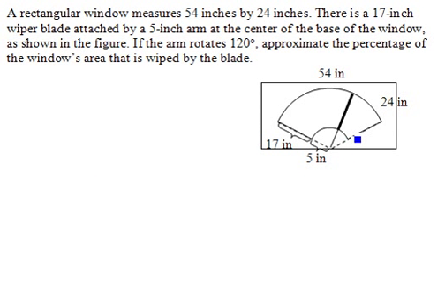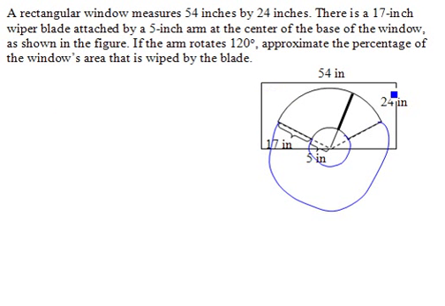First, this wiped out section of the window is really part of a full circle with a hole in the middle, and we can interpret that as a large circle with a small circle subtracted from it in terms of their respective areas.